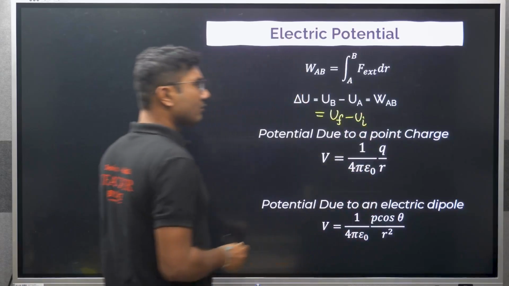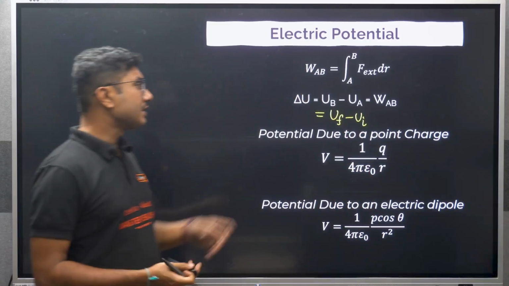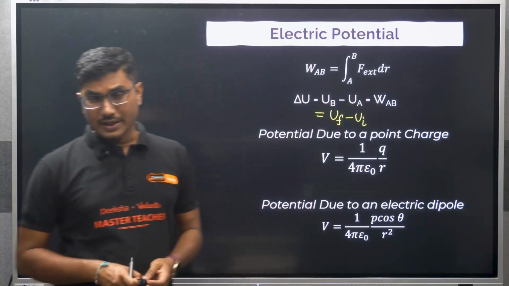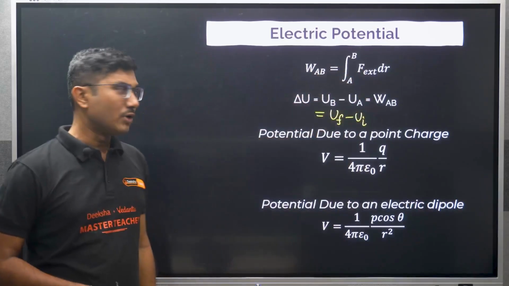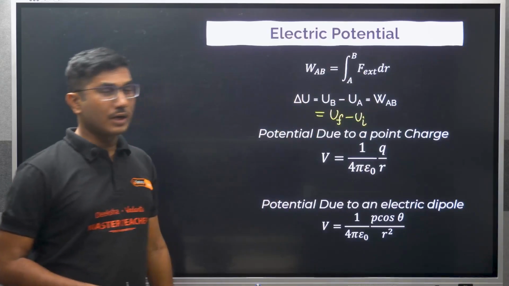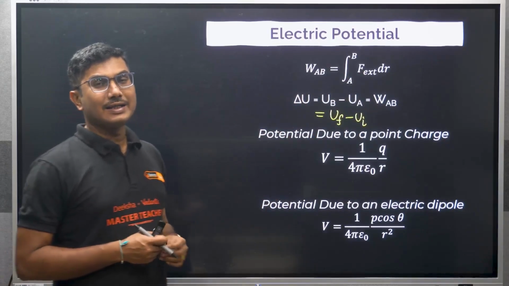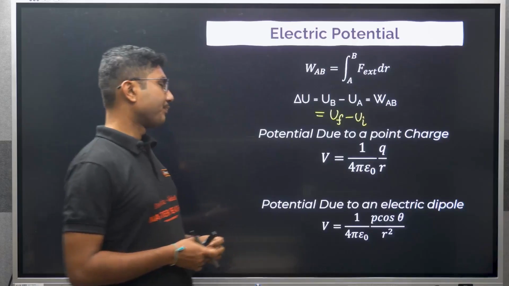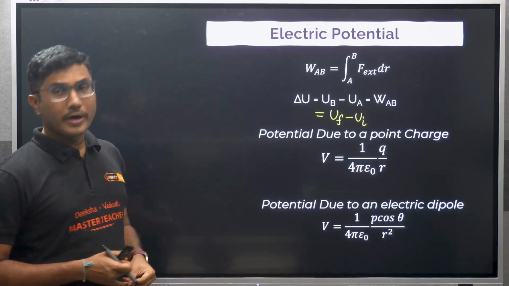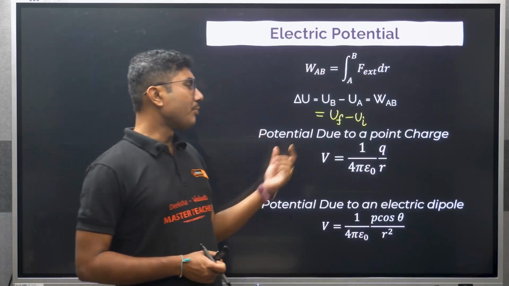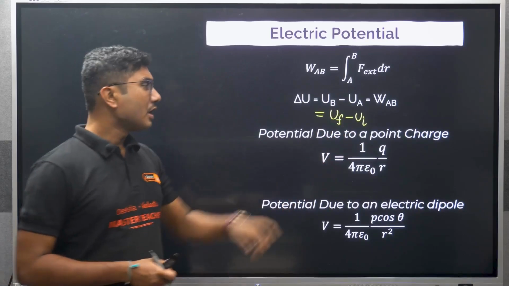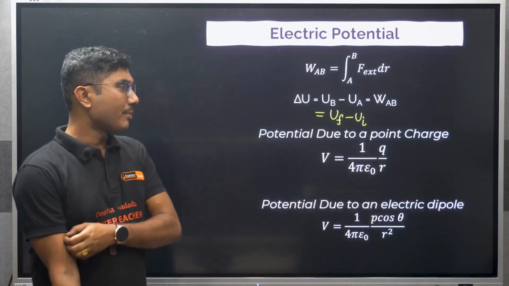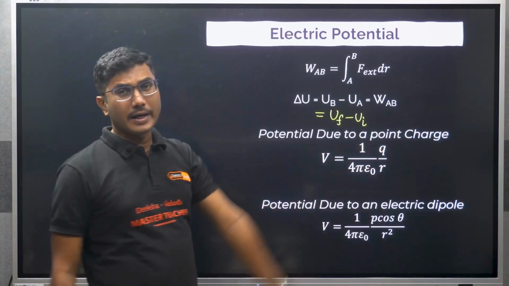And from the conservation of energy, this has to be the work done on the system. So either you can calculate work done using the force formula, or you can calculate the work done by finding the difference in potential energy. Now potential due to a point charge. Potential due to a point charge is given by 1 by 4 pi epsilon naught Q by r.